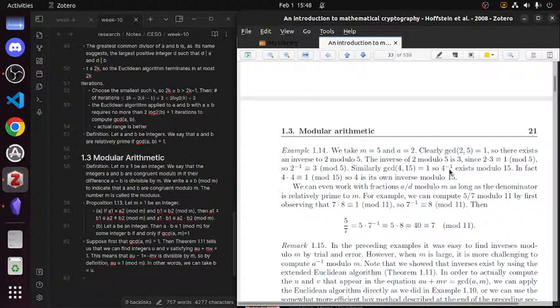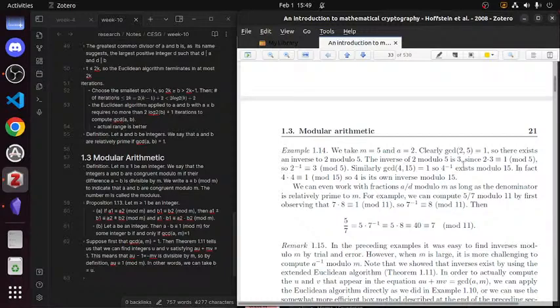We take M equals 5 and A equals 2. Clearly the GCD of 2 and 5 is 1. So there exists an inverse to 2 modulo 5. The inverse of 2 modulo 5 is 3. This is where I gotta start paying attention. Since 2 times 3 is congruent to 1 mod 5. Because 2 times 3 is 6, and then 1 is the remainder. 6 minus 1 is 5.